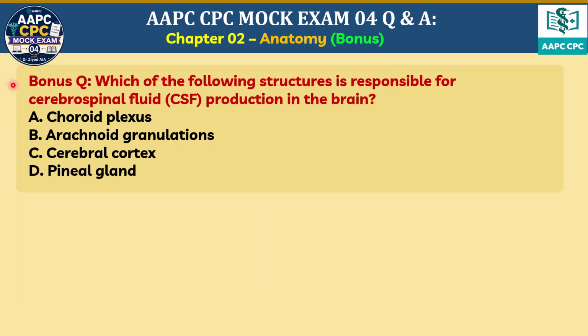Finally, a bonus question. Which of the following structures is responsible for cerebrospinal fluid production in the brain? A. Choroid plexus. B. Arachnoid granulation. C. Cerebral cortex. D. Pineal gland. Think the answer and leave the answer in the comment section.